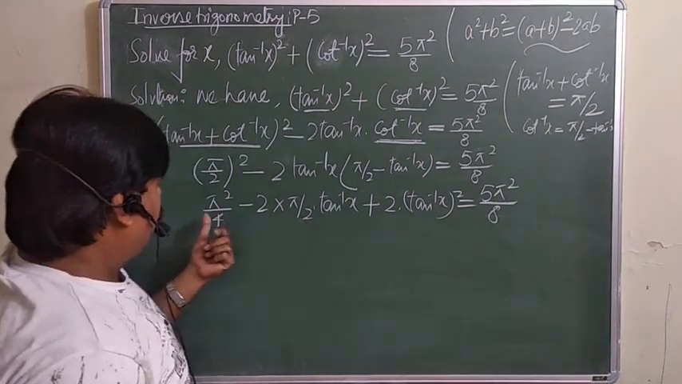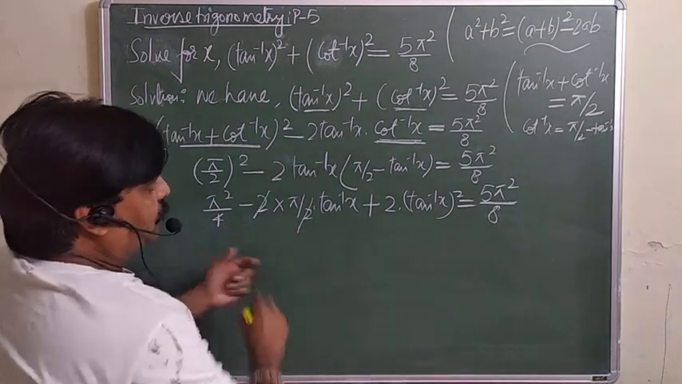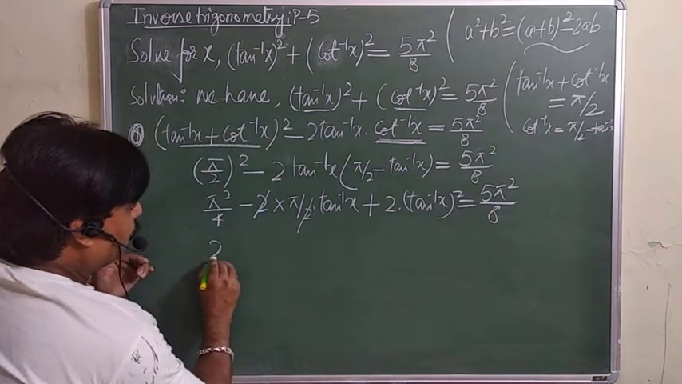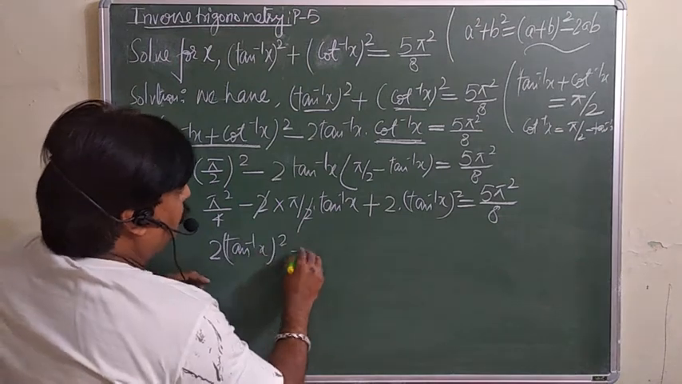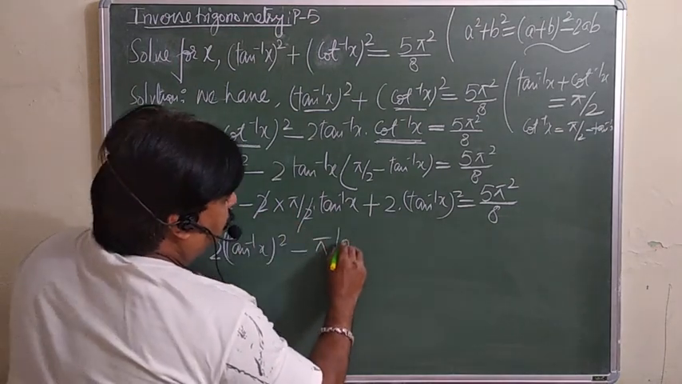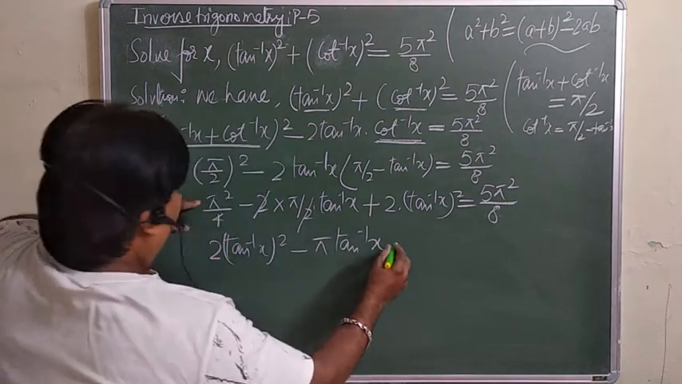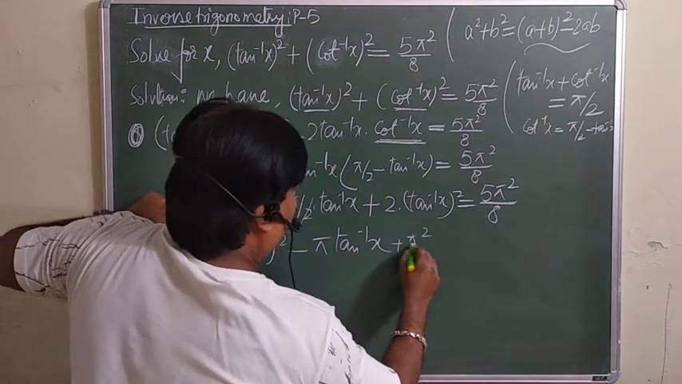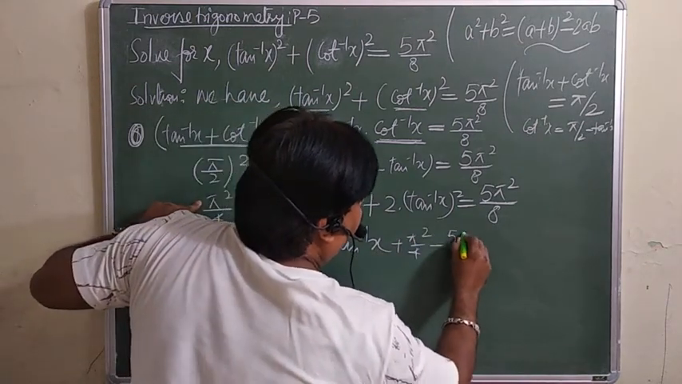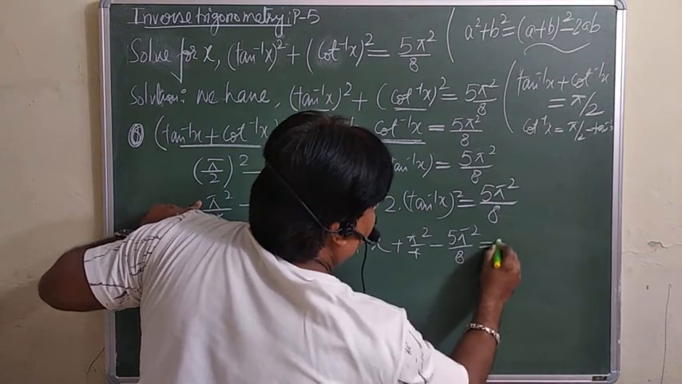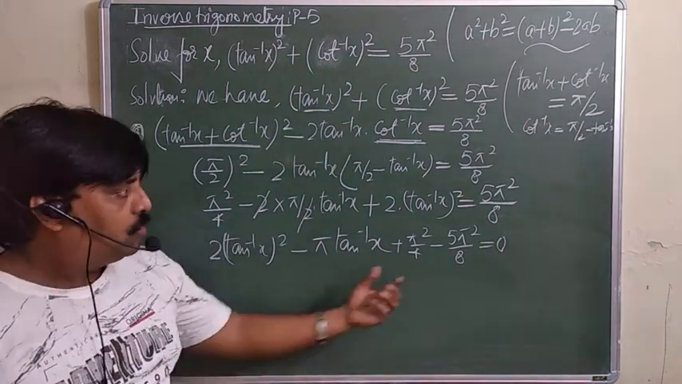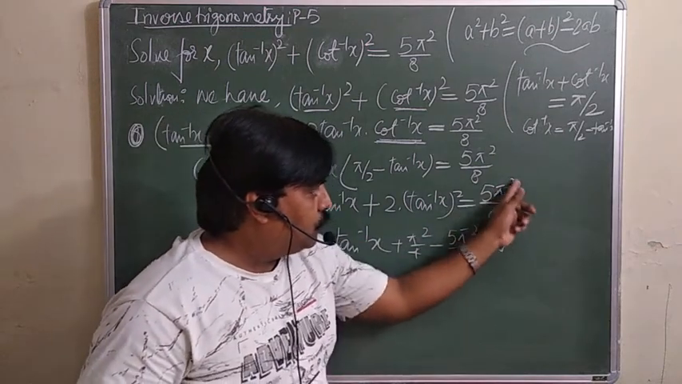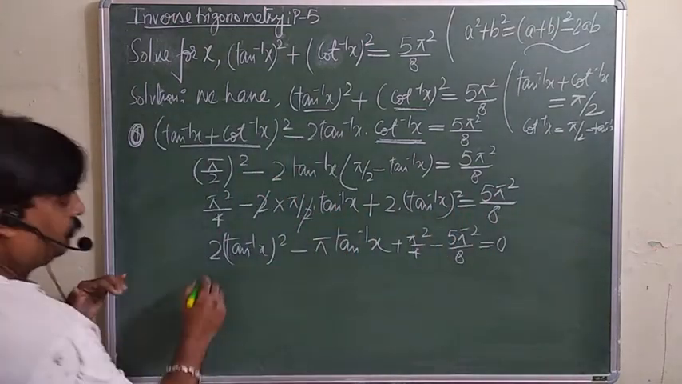Now see, this 2 cancels. In the simplest form I am going to write 2 tan inverse x whole square minus pi tan inverse x plus pi square by 4 minus 5 pi square over 8 is equal to 0. Actually, I want to write this equation in the form of a quadratic equation. So that's why I am going to transpose this to the left hand side. So what will you get now?